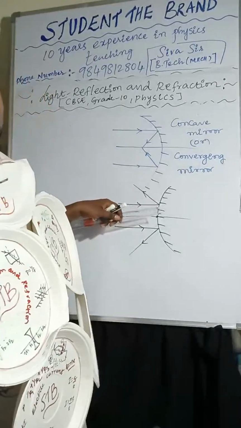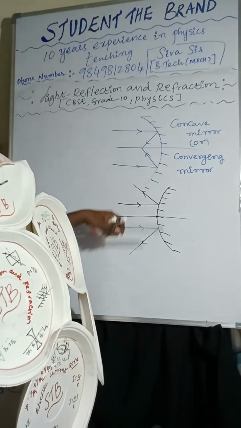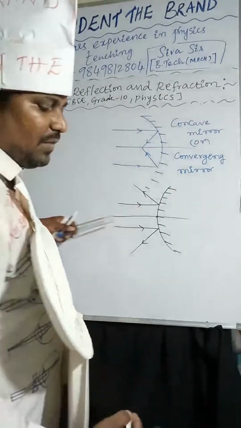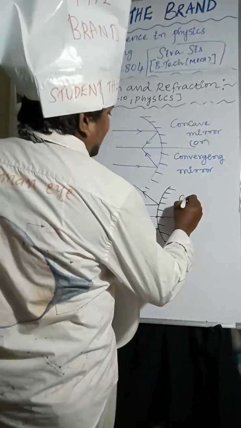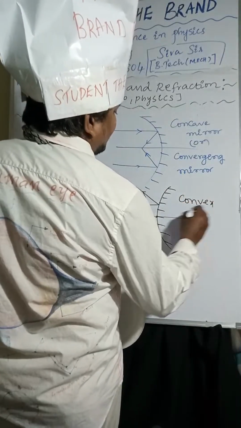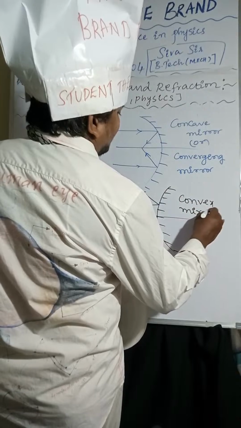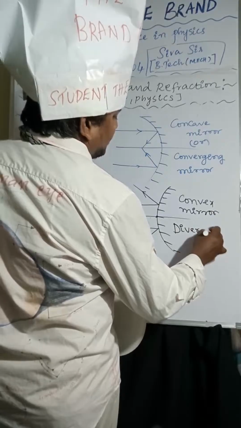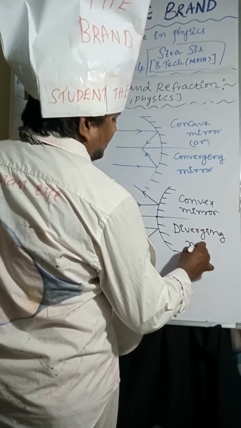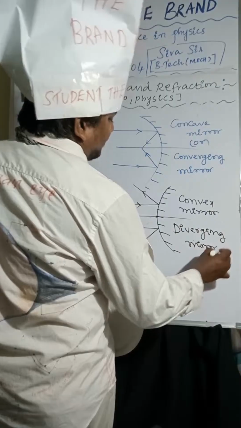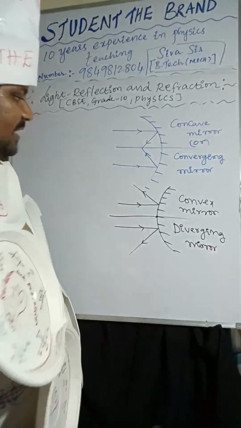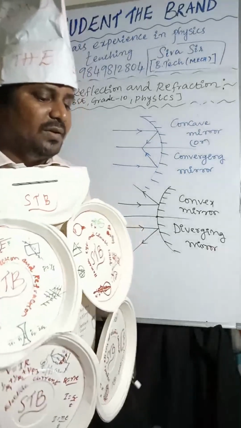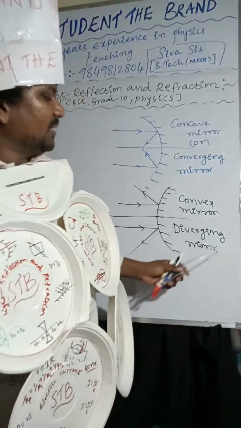Whereas here, after reflection, those light rays are moving away from the principal axis. So the convex mirror is also known as a diverging mirror. Concave mirror is also known as converging mirror. Convex mirror is also known as diverging mirror.